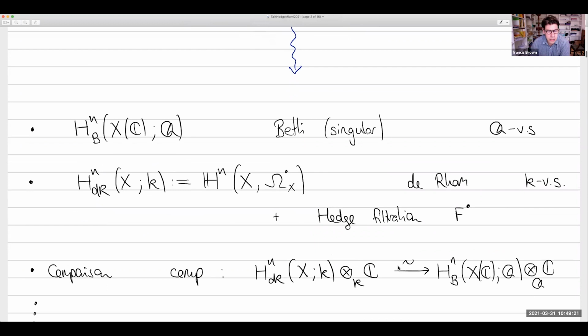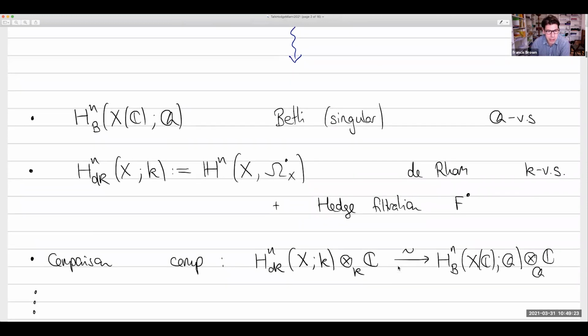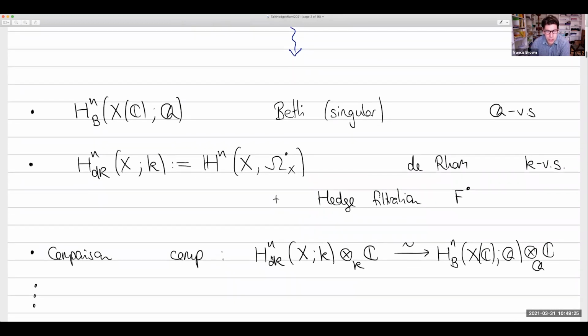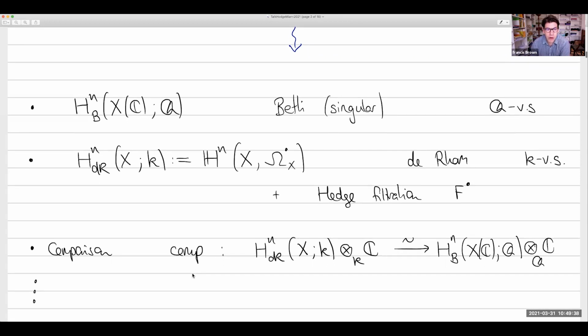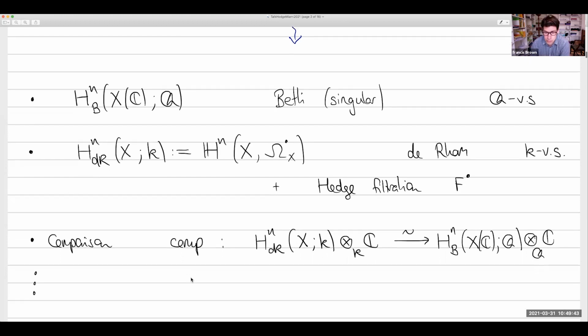In addition, we have a comparison isomorphism, which is an isomorphism between the de Rham cohomology tensor C and the Betti cohomology tensor C. In particular, they have the same rank. And the comparison is, of course, given by integrating differential forms over cycles, over chains.